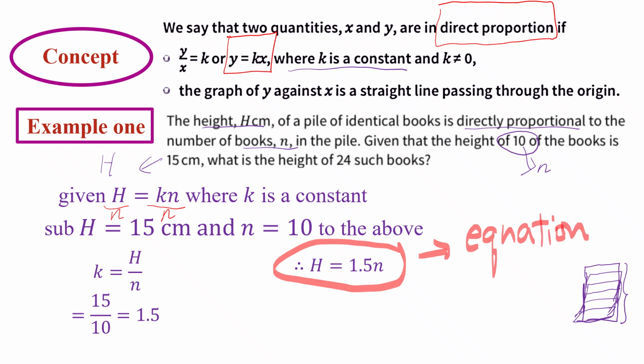So with this equation, you can sub in to find other values. Right now you're asked to find the height when you have 24 such books. So 24 is the value for the small n. n represents the number of books. So we're going to substitute small n equals to 24, and then you see that the height will be 36 centimeters.